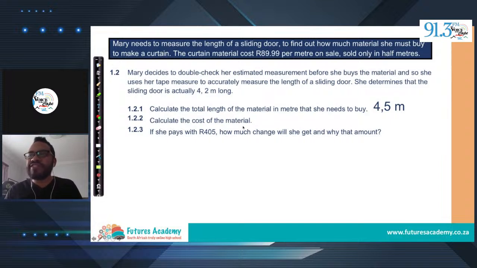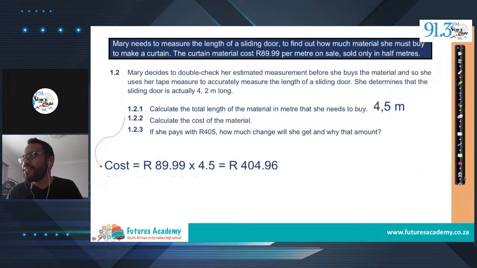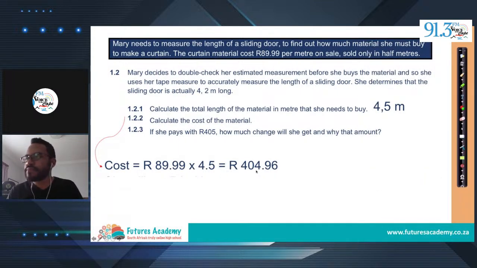Now, calculate the cost of the material. Once again, we're going to take this number here, 4.5 meters, and we're going to multiply it by 89 Rand 99 cents. And we're going to get a solution of 404 Rand and 96 cents. Okay.